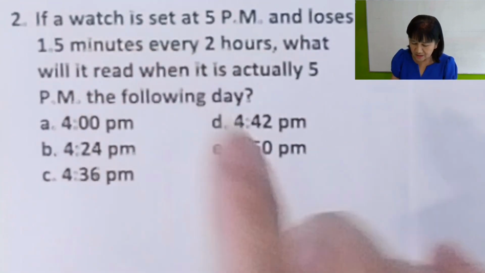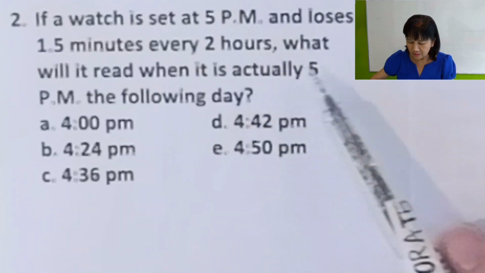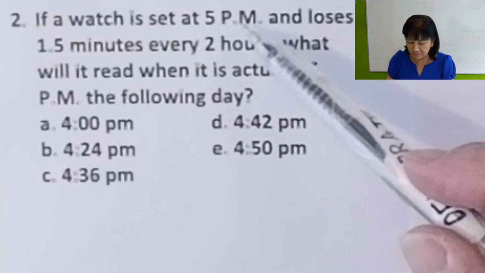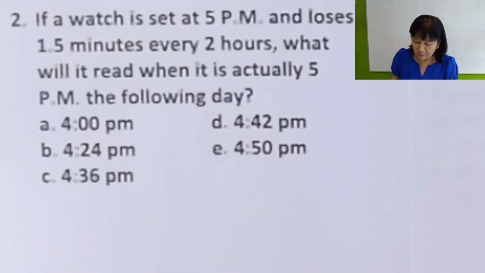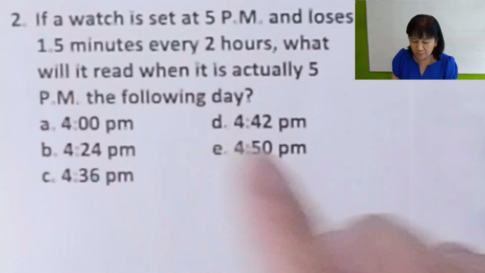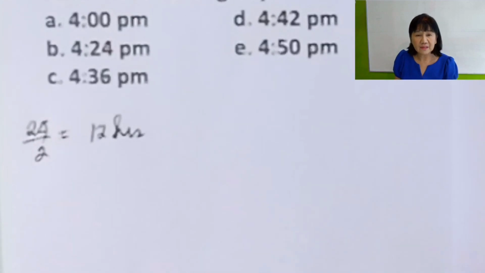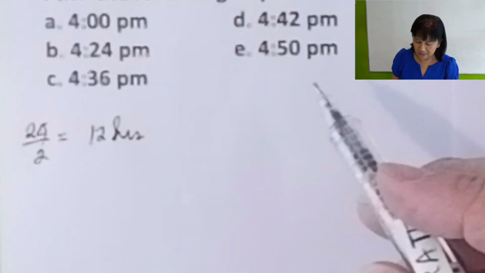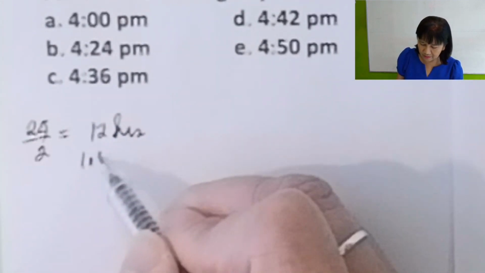If a watch is set at 5 p.m. and loses 1.5 minutes every 2 hours, what will it read when it is actually 5 p.m. the following day? Now, you have 5 p.m. to 5 p.m. so that is going to be how many hours? 24 hours. But the watch loses 1.5 minutes every 2 hours. So 24 hours divided by 2, that will be 12, or 12 times. And then that's 1.5 minutes every 2 hours. So let's multiply this by 1.5.